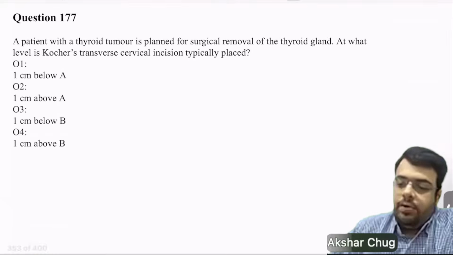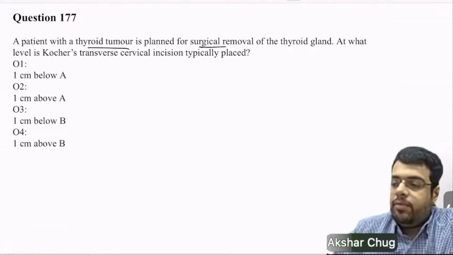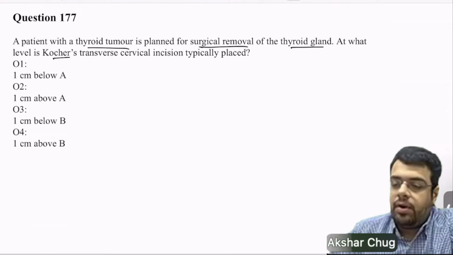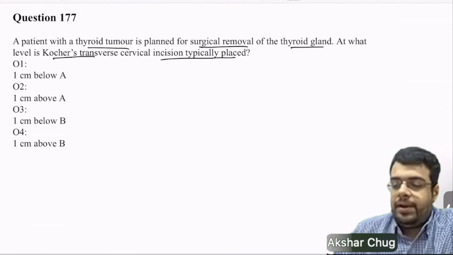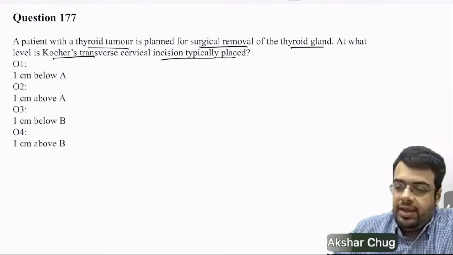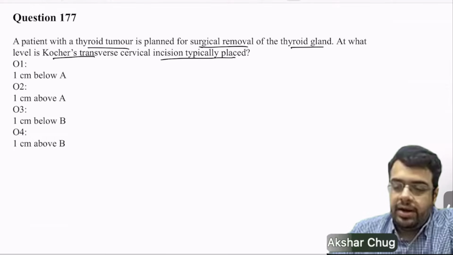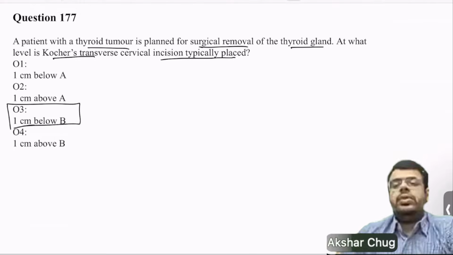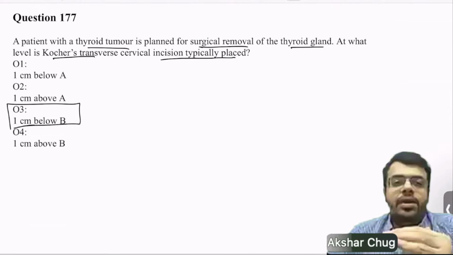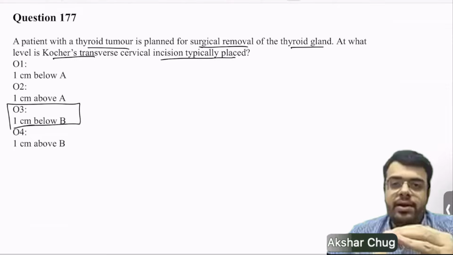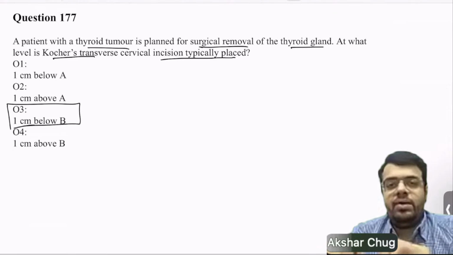Patient with thyroid tumor planned for a surgical removal of the thyroid gland. At what level is Kocher's transverse cervical incision typically placed? In the image given below, there were two lines, and the correct option was 1 centimeter below the B line. The A line represented the thyroid cartilage, whereas the B line represented the cricoid cartilage. The incision is given 1 centimeter below the cricoid cartilage.